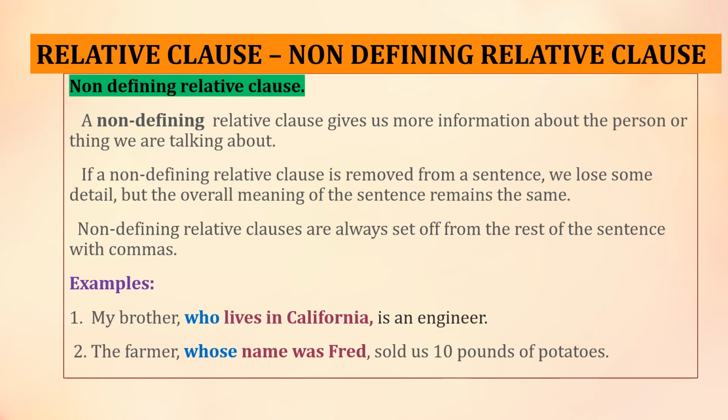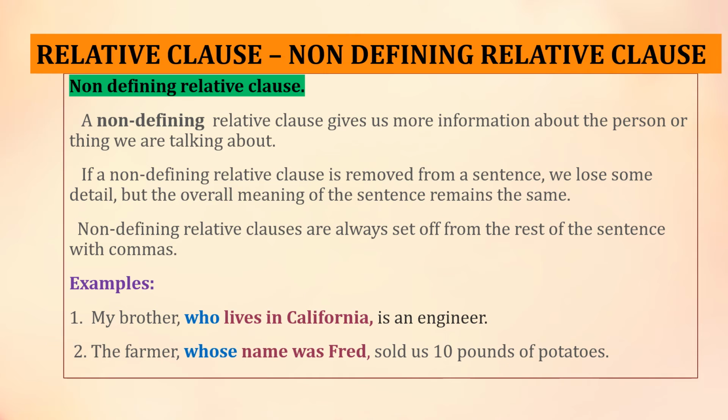Non-defining relative clause can be separated from the remaining sentence with a comma or a hyphen. Let us observe some examples given here. My brother, who lives in California, is an engineer. Who is the relative pronoun? It is saying about the brother. Who lives in California is a relative clause and it is giving extra information about the brother.